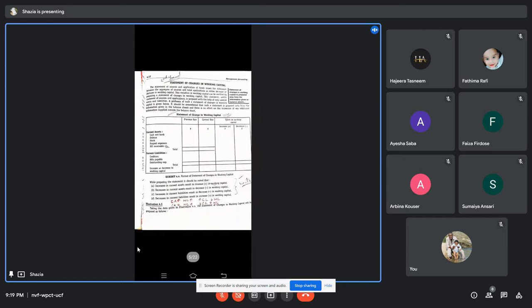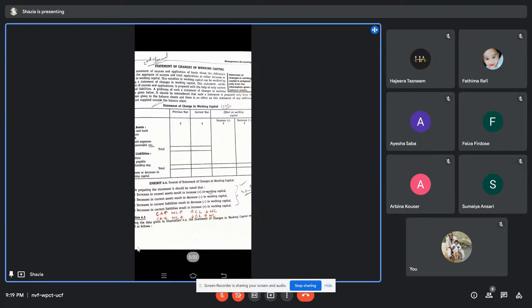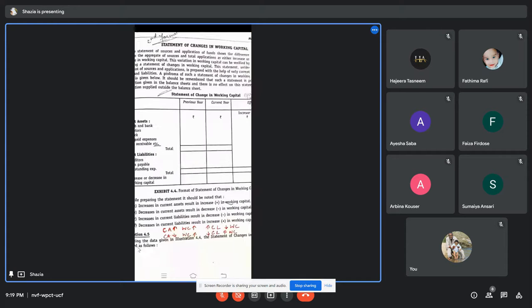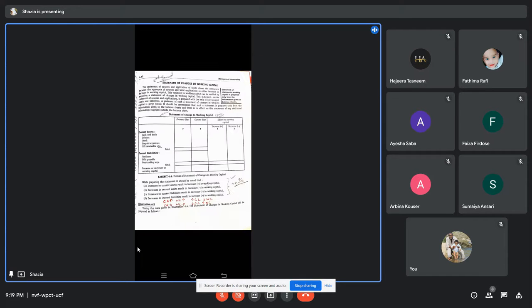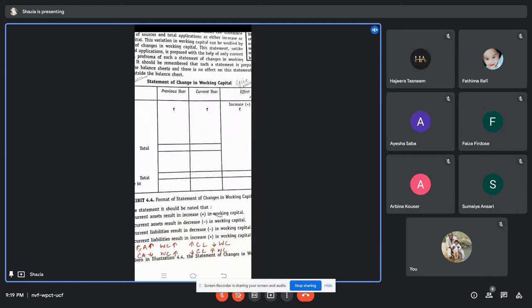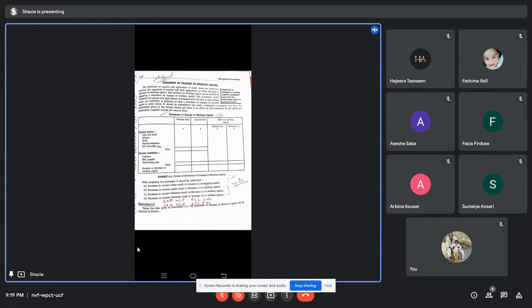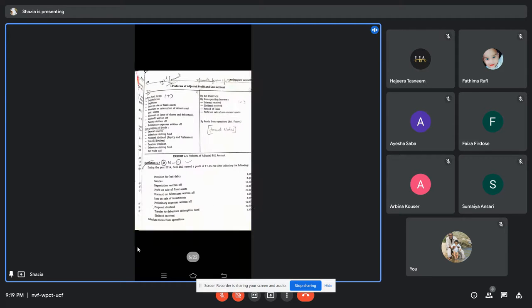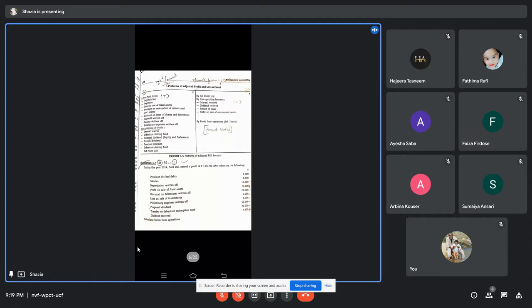Then next you have the second format, I told you, the statement of changes in the working capital. Again with this you have to take the explanation, the format to calculate the differences. Exactly like this you have to write it in your notes also. Then next is the last one, the third format, that is the adjusted profit and loss account. Is it clear to everyone?